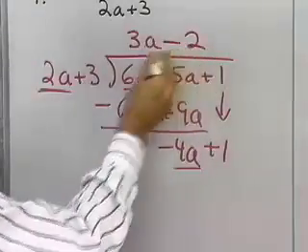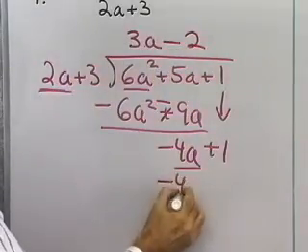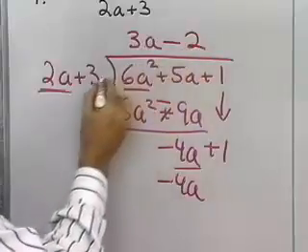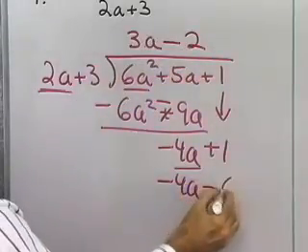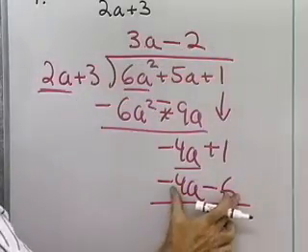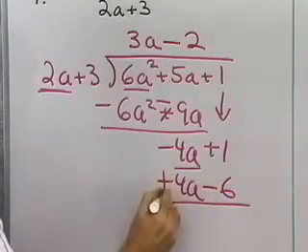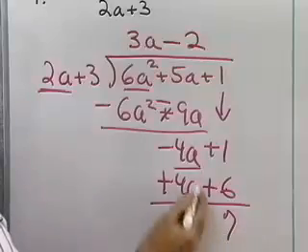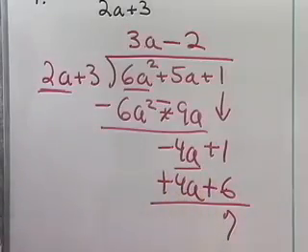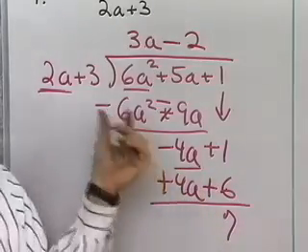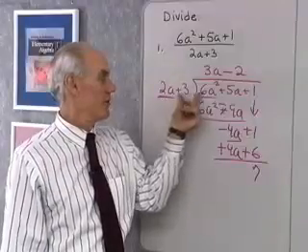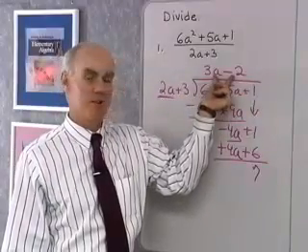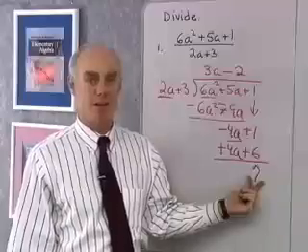Now I multiply negative 2 times 2a, negative 4a. Negative 2 times positive 3 will be negative 6. I want to subtract this polynomial from this one, so I change the signs and add. 1 plus 6 is 7. Negative 4a plus 4a is 0. So this polynomial divides into this polynomial exactly 3a minus 2 times with 7 left over.